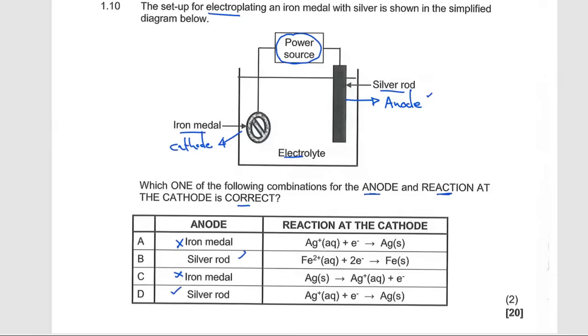Then the next thing that you're supposed to look at there is the reaction at the cathode, right? So now it means we're looking for this iron metal. What is going to happen there at the iron metal, right? So it means here there's going to be a gain, in terms of these electrons are going to move to it there, right? So in terms of that, it means now our D is going to be the correct option. So 1.10 there, D is the correct answer.